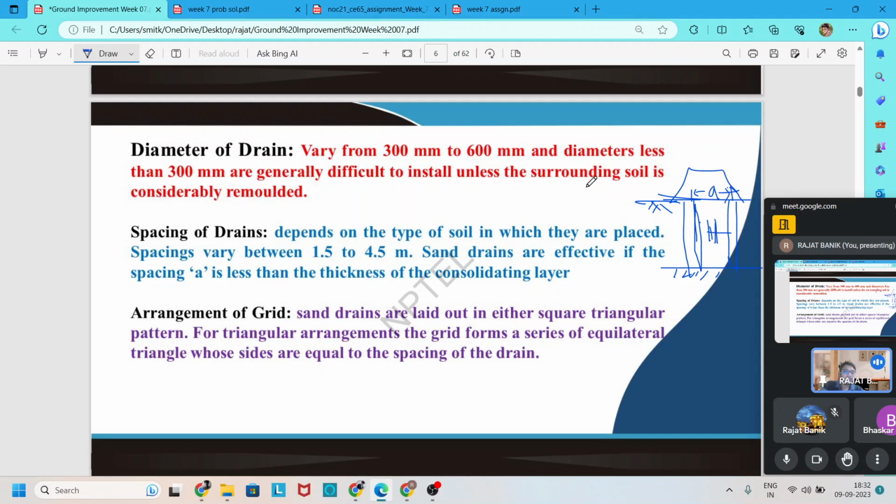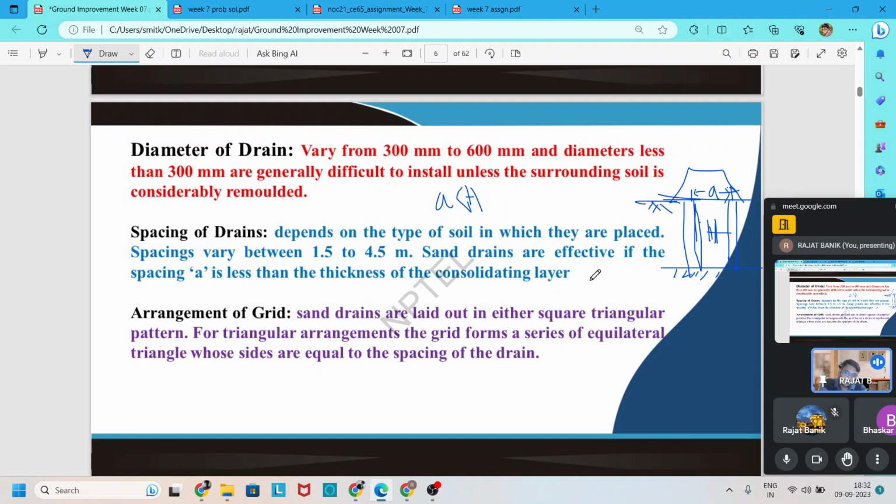That means a is less than h. If it is less than h, then only the drainage is happening through this vertical drain, and it is effective for this vertical drain to dissipate the excess water pressure.